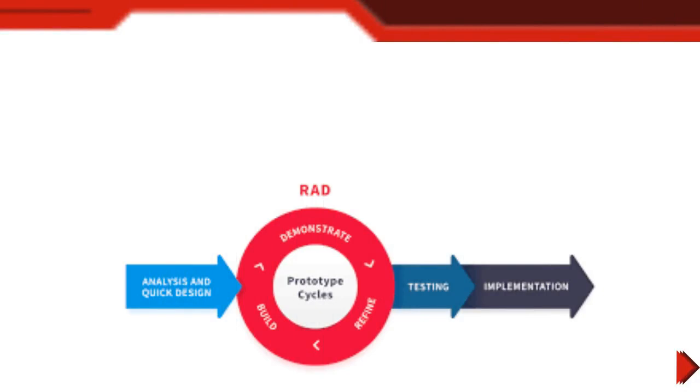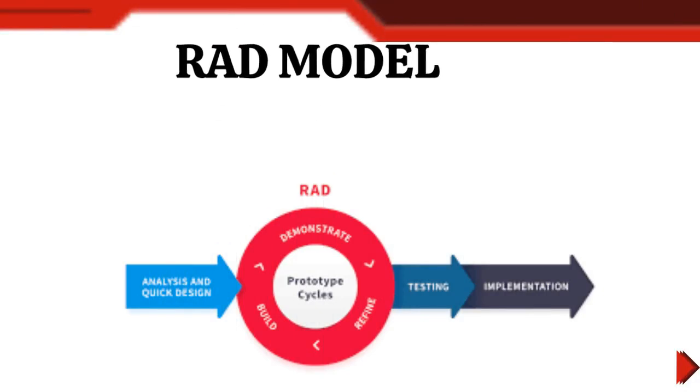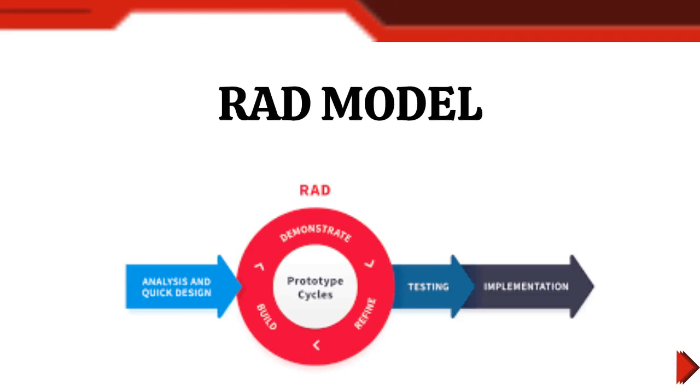In this video, we will explore the Rapid Application Development Model, a high-speed software development approach that emphasizes rapid prototyping and quick delivery. RAD focuses on producing high-quality software in less time by using component-based construction and iterative development. By the end of this video, you will understand what the RAD model is, its phases, when to use it, advantages and disadvantages. Let's dive in.